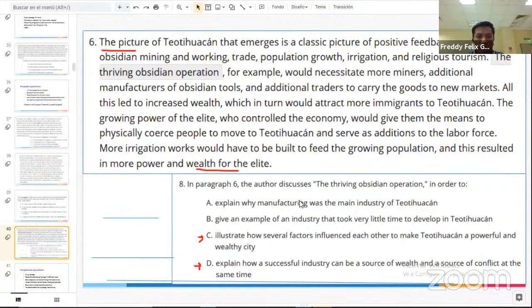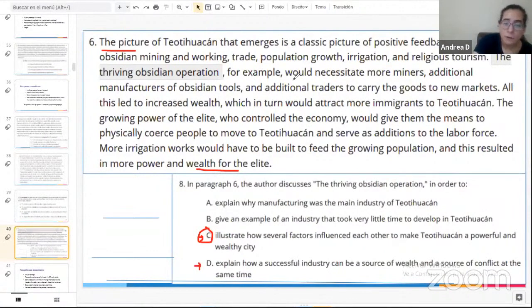So the answer is C. Okay. So yes, the answer is actually C. You guys were right, most of you. But let's try to understand why. As you were saying, the main idea of this paragraph is how this culture grew, but mostly it is how different factors or elements, like mining, working, trade, and population growth, influenced each other or led each other to creating this powerful, wealthy city that's Teotihuacan.